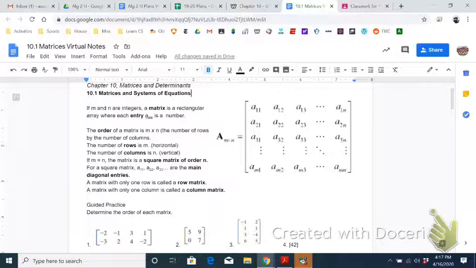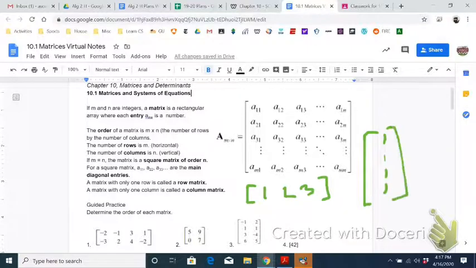Alright, the order is the number of rows by the number of columns. The rows go horizontally and the columns go vertically. So always think row by column, row by column. And if m and n are equal, the rows and columns are equal, then we call that a square matrix. A matrix with only one row is called a row matrix, something like this, 1, 2, 3, that only has one row. A column matrix only has one column, so that could be something like this, 1, 1, 1, 1. Alright, so the order is just another way to say the dimensions.